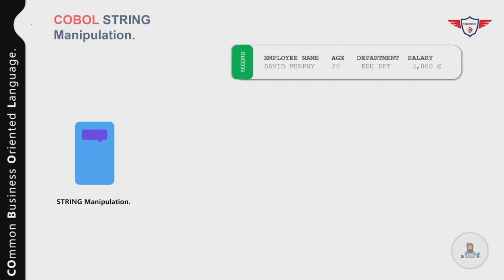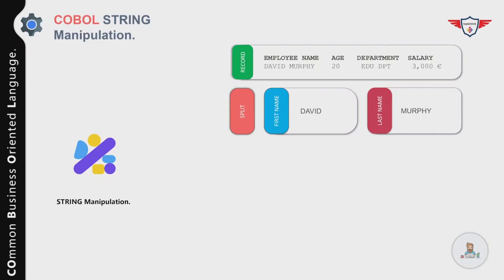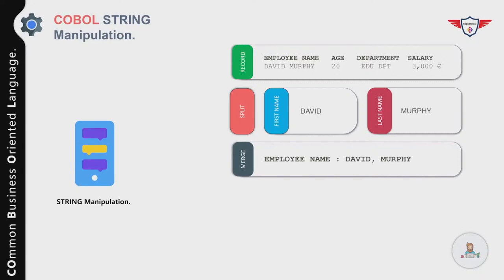So let's say you have an input file which is holding employee data, and it includes various details related to an employee. For example, you have employee name, age, department name, and the salary. Let's say you want to split the name of an employee into first name and last name. In that case, you can use a split function. Similarly, if you want to merge first name and last name and include a comma after the first name, then probably you can use a merge function or concatenation.